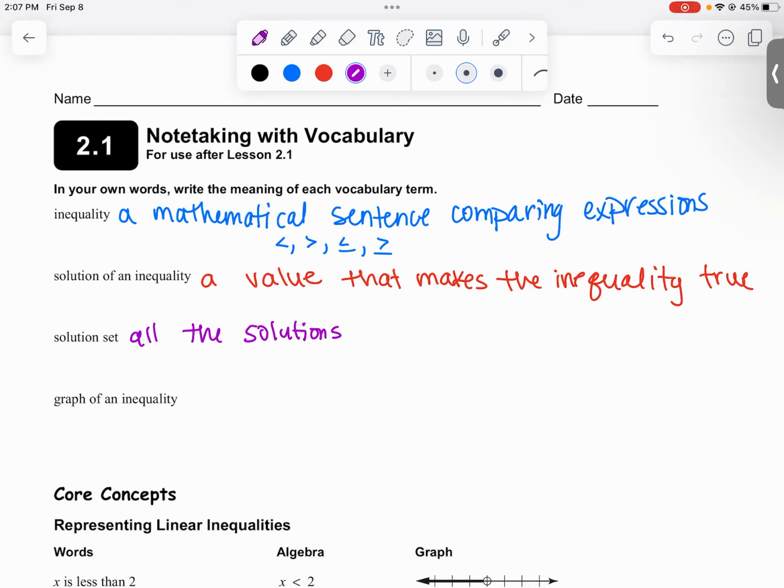So you need to be able to write an inequality from a description of words. You need to be able to write an inequality from a graph. You need to be able to graph an inequality.